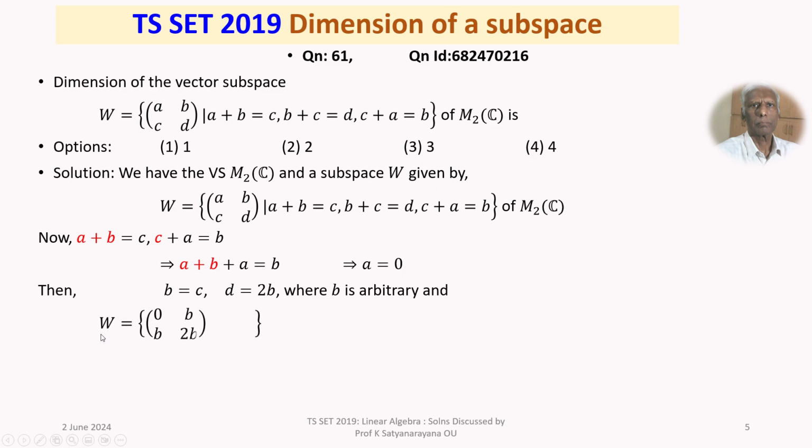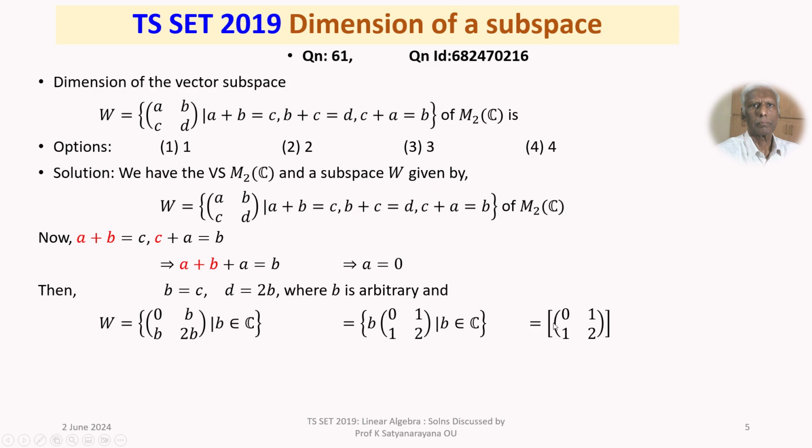And W will become the set of all those matrices: first row 0, B; second row C, which is equal to B, and D, which is 2B, where B belongs to C. That means every element of W is a scalar multiple of the matrix 0, 1, 1, 2, because you can take B common. So W is spanned by this matrix 0, 1, 1, 2. This is a linear span of it.